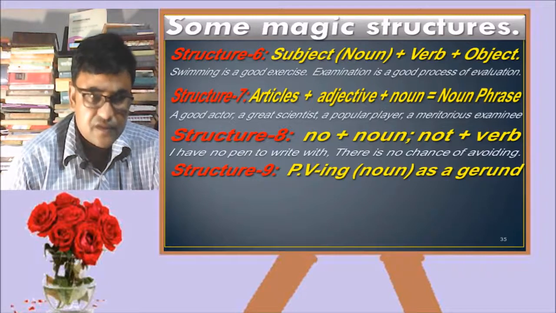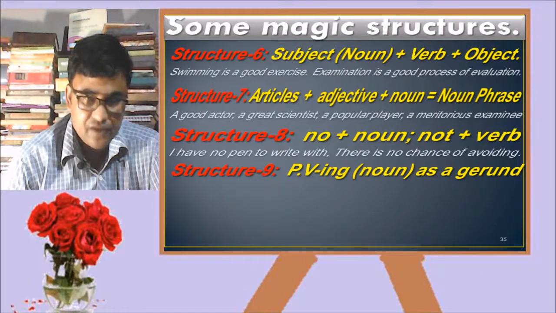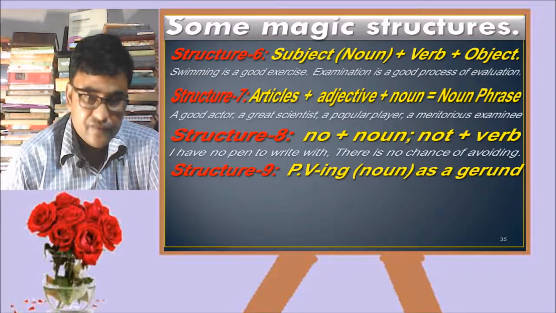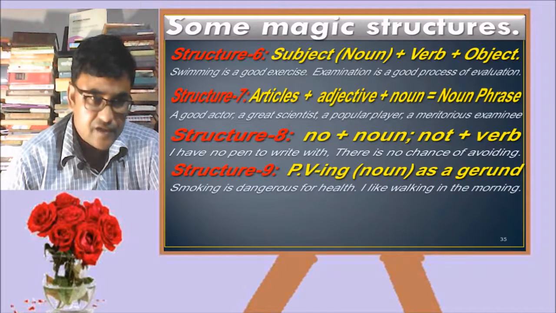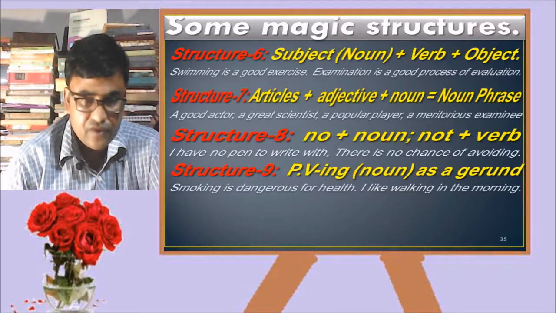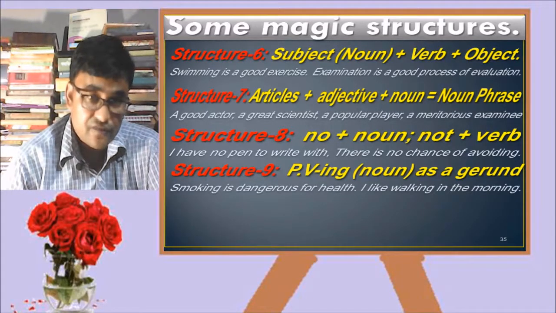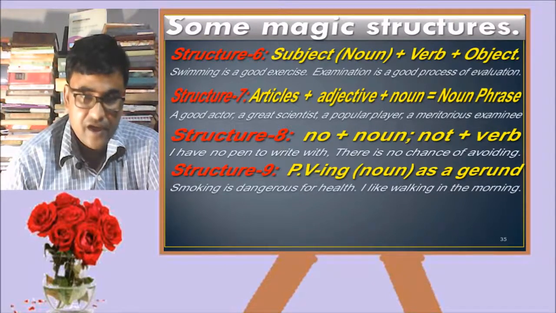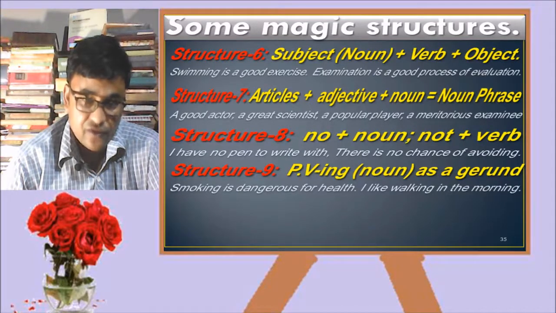Structure 9. Principal verb with ing, that is noun, as a gerund. Look at, smoking is dangerous for health. Here smoking is a gerund. Okay, and also the subject of a verb. Second sentence, I like walking in the morning. Look at, here like is a finite verb and walking is a non-finite verb and also a gerund, because walking here works as a noun. Okay, so if the ing form works as a noun, we can say it's a gerund. Do you understand?